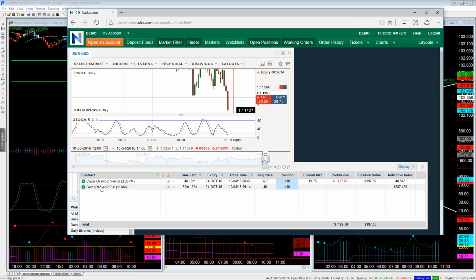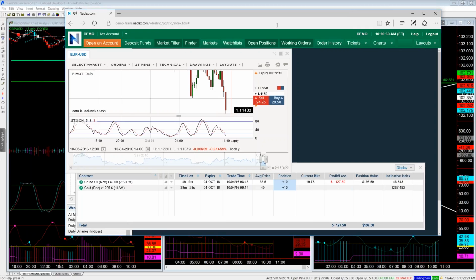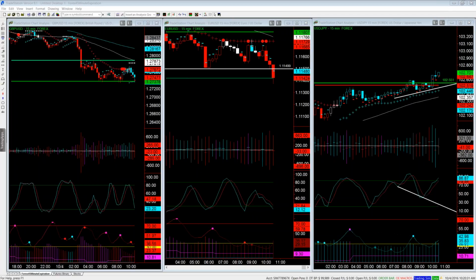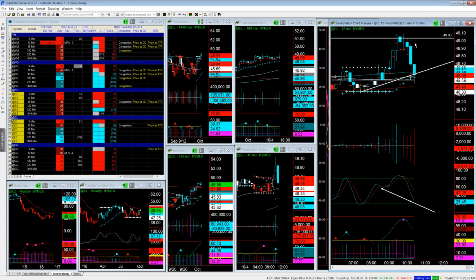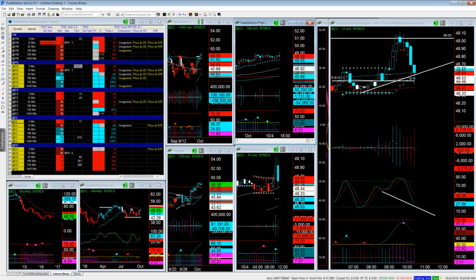This one on crude, I'm just going to let it ride right now. I'm not going to try to manage that one. That one at 2:30 this afternoon, if this is above 49, you made money on it. And you should get some more upward movement on that. Just my personal opinion.